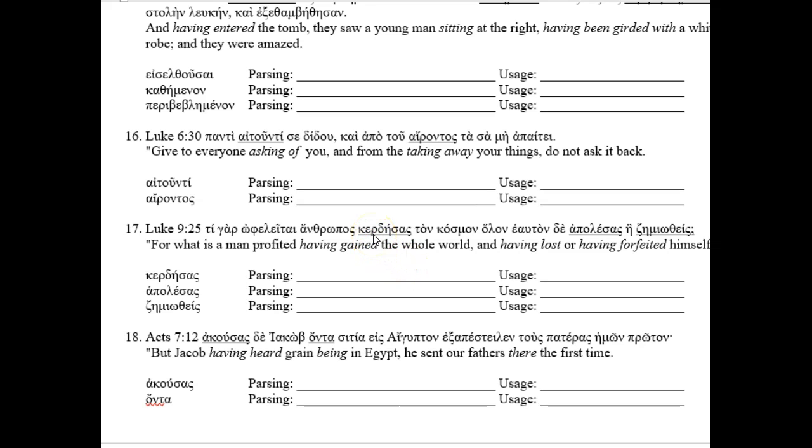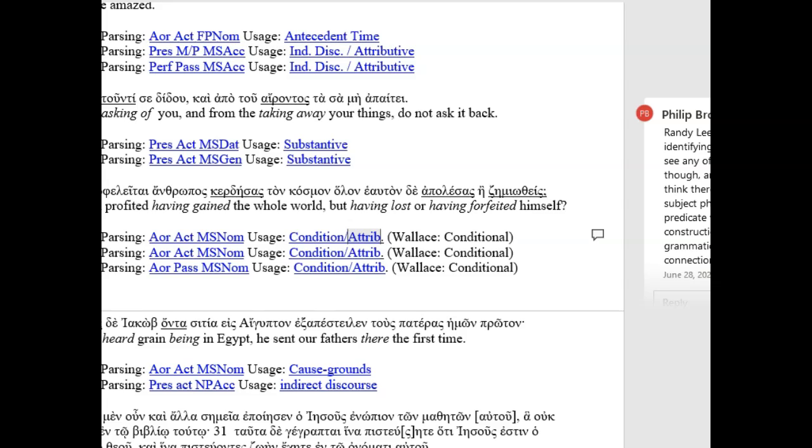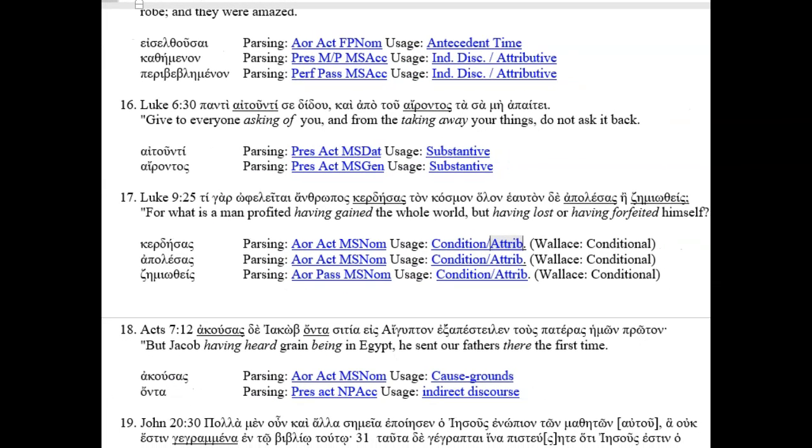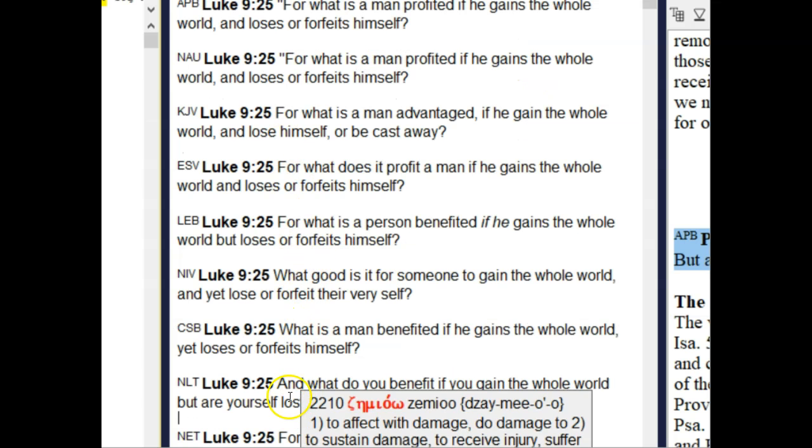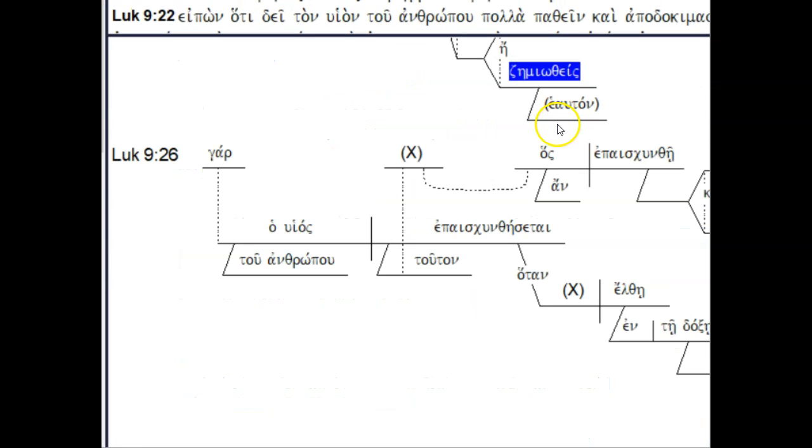They are one of two things. They are either attributive, agreeing in gender, number, and case with anthropos, as well as determination, since anthropos is indefinite, or they're adverbial, modifying opheletai. Both analyses are acceptable. As you can see over here, Wallace actually prefers the conditional analysis, so that's how he identifies it. And I'll show you quickly what Randy Leedy does with this in his New Testament diagrams.